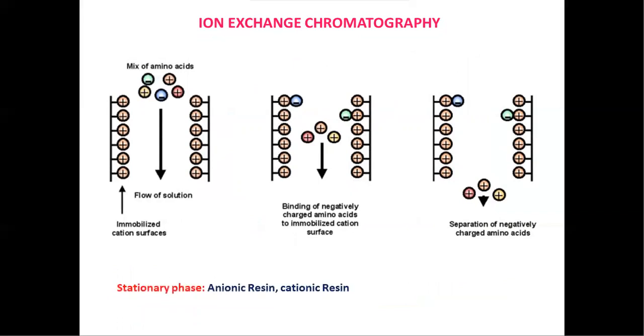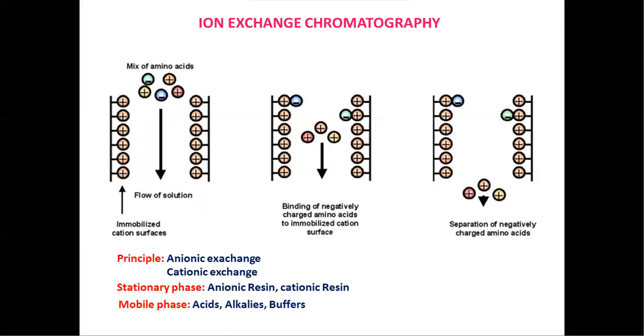So in this ion exchange chromatography, we are taking resins as the stationary phase. Here we have two important resins, anionic resins and cationic resins. Anionic resins will be used to separate cationic ions which are present in the samples, and cationic resins will be used to separate anionic substances which are present in the sample. Here the mobile phase is sometimes acids, alkalis, or buffers. And the main principle here is ion exchange. So ions get exchanged here.